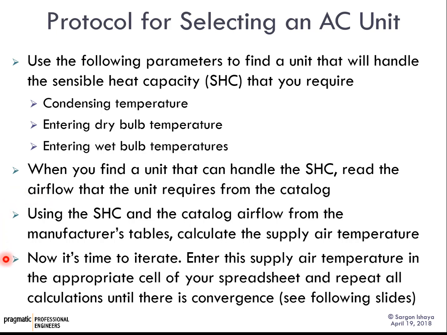Okay, now we iterate. After we've entered the new supply air temperature into our spreadsheet, it will have recalculated, because all the calculations are linked in the spreadsheet. It will recalculate the fan heat, the ventilation load, mixed air temperatures, and so forth, and it will give us a new sensible heat capacity. We will then go back to the manufacturer's catalog, get a new airflow using that sensible heat capacity, recalculate, and so forth. And that's how we're going to iterate.